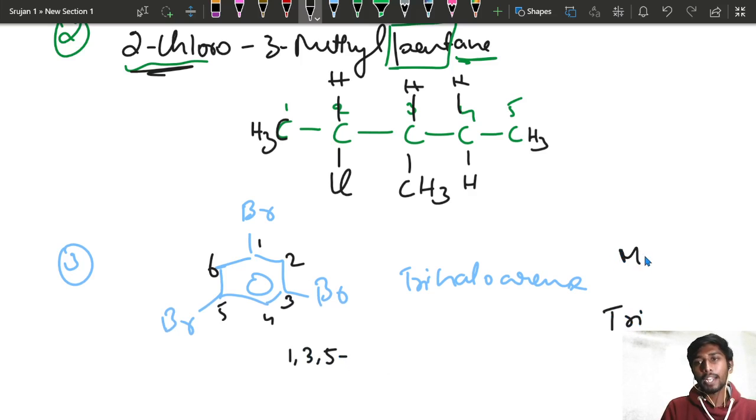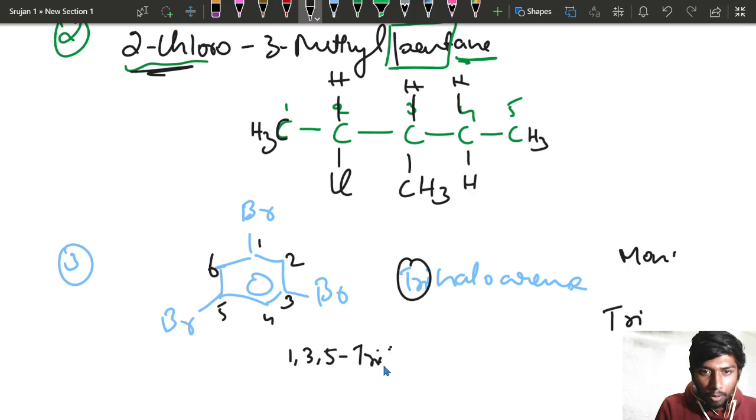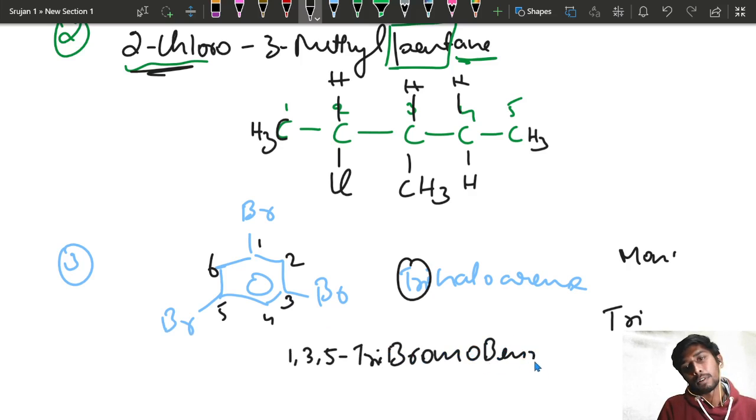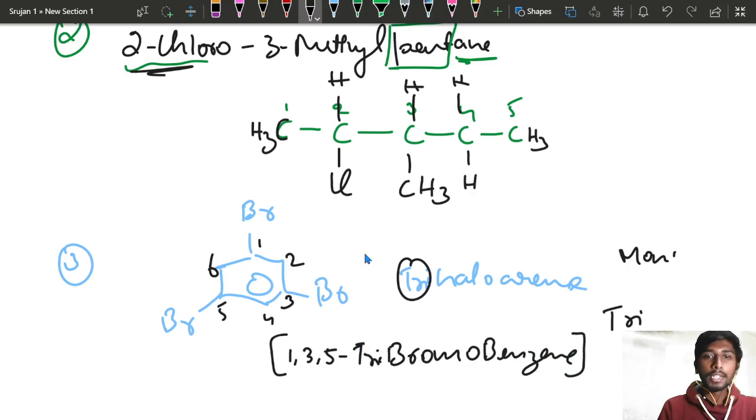If it is 1, it is mono; 2, di. So 1, 3, 5. Tri. What is this? Bromine, right? Tribromo. Tribromobenzene. It is 1,3,5-tribromobenzene. Okay, this is how you have to name it.